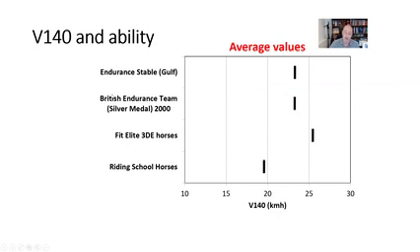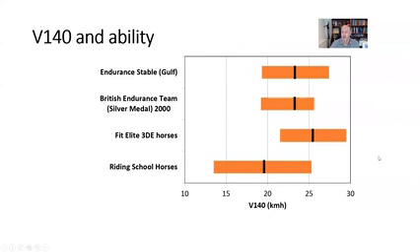The British endurance team that won the silver medal in Compiègne in 2000, those horses were very similar on average to an endurance stable in the Gulf. Now, obviously those are average values, and when we look at the range, it's quite interesting. In this particular riding school, there's some very, very good horses, and some not so gifted. And again, within this big endurance stable, there were, again, some very good horses.